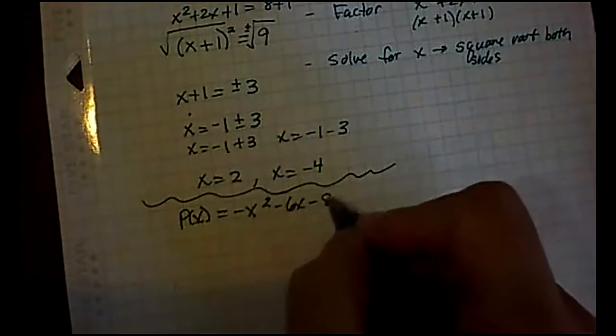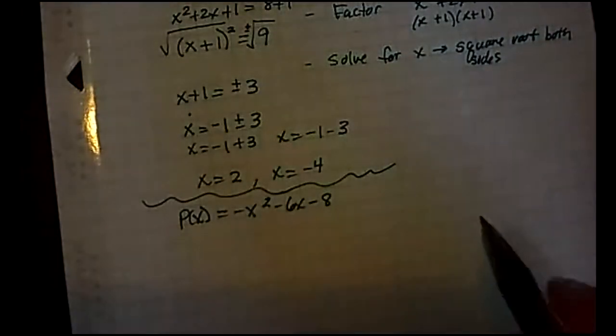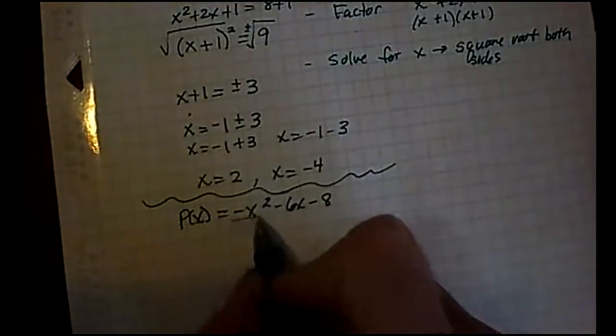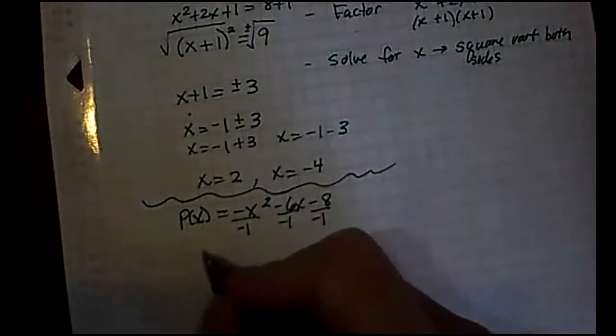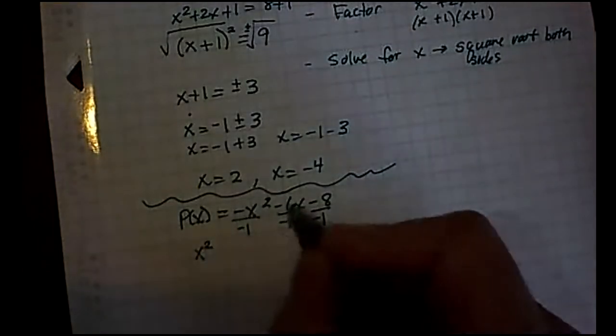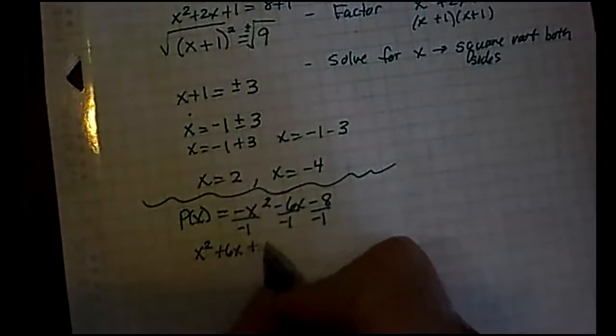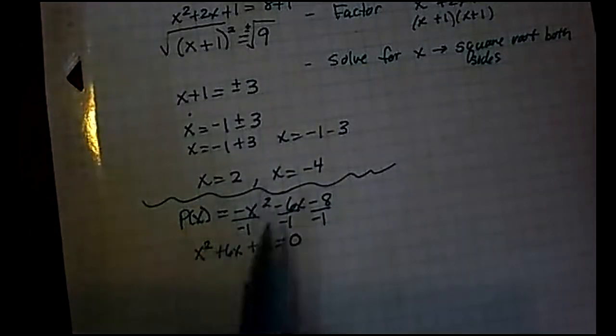Okay, so let's take a look at this one. First step, I'm not going to write them all down again, but the first step is we need to get this to be a 1, right? So we're going to divide this by a -1 because it's got to be positive. So we're left with x squared plus 6x plus 8, and we're going to set it equal to 0. It's always our first step: get this a to be 1, and then set it equal to 0.